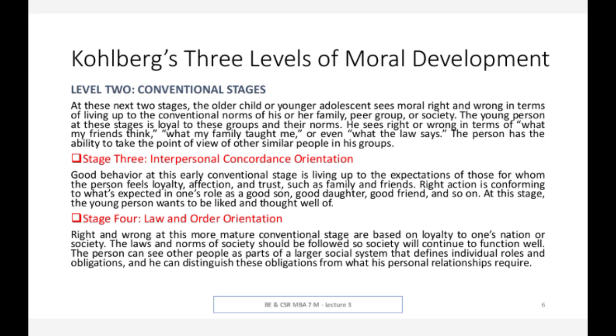Stage 4, law and order orientation. Right and wrong at this more mature conventional stage are based on loyalty to one's nation or society. The laws and norms of society should be followed so society will continue to function well. The person can see other people as parts of a larger social system that defines individual roles and obligations, and he can distinguish these obligations from what his personal relationships require.